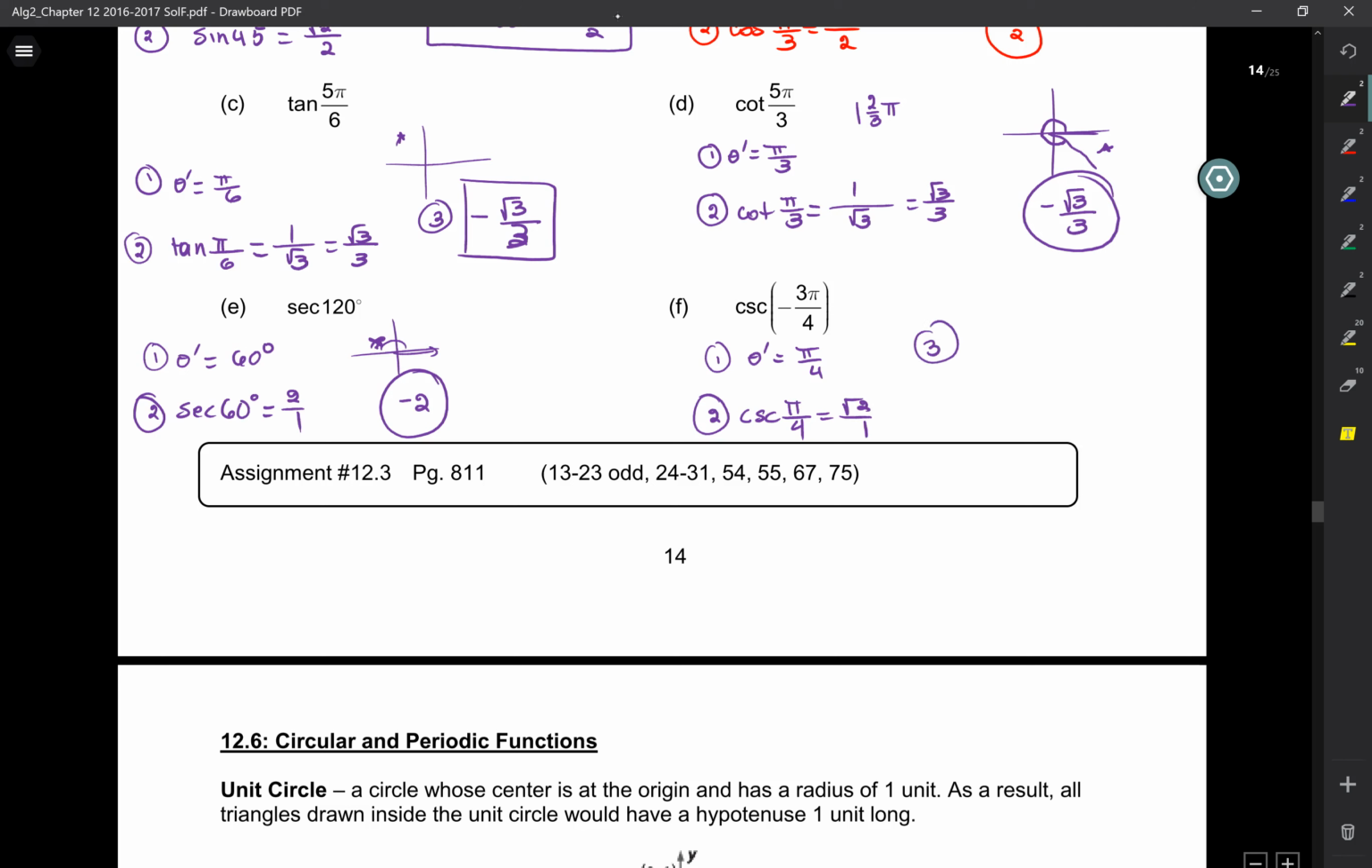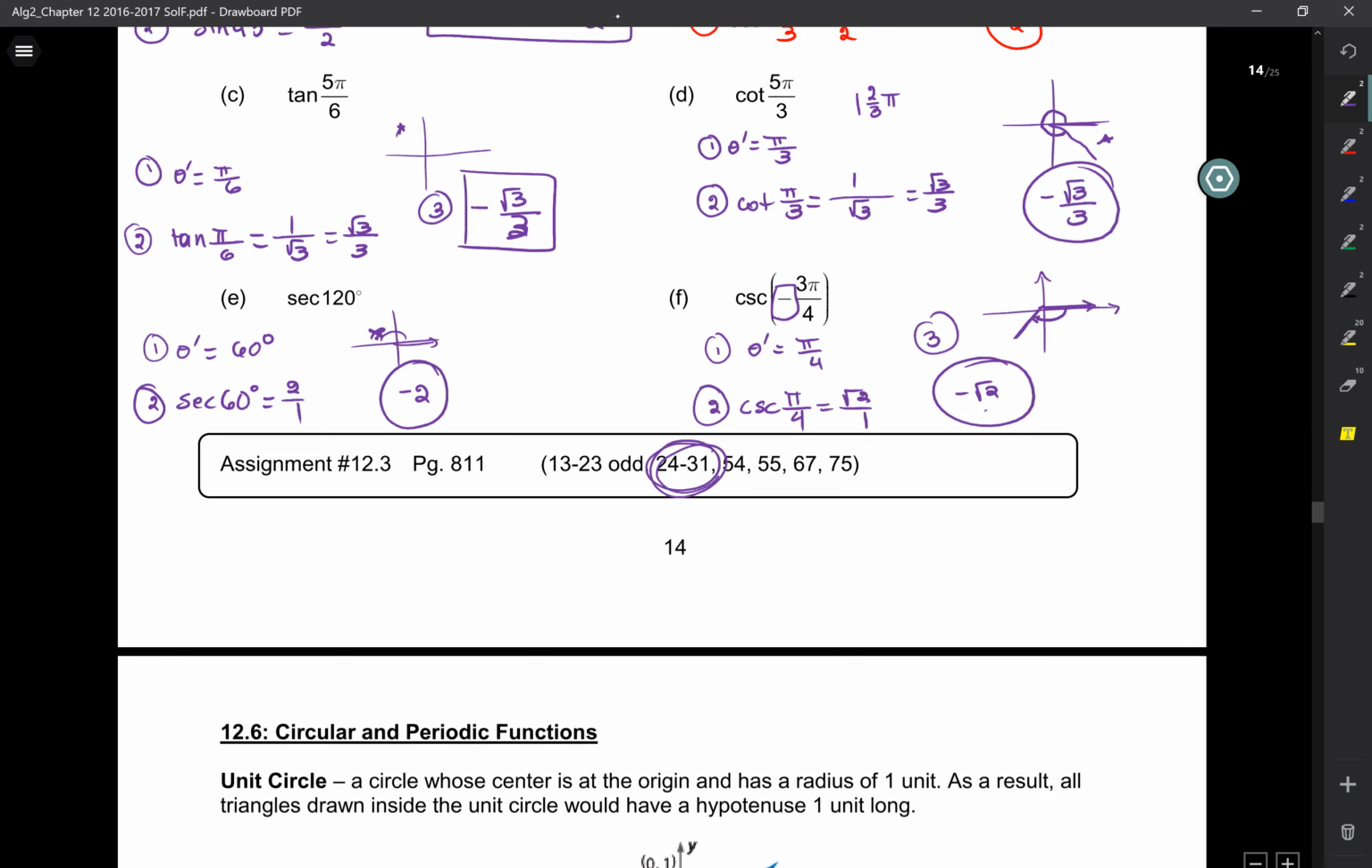And okay, so now this is negative 3/4 of a pi. Negative 3/4 of a pi is in this quadrant, right? What quadrant is that? Quadrant 2. I'm sorry, quadrant 3. And sine is negative there, so cosecant will be negative, so this is negative root 2. This negative is independent of that negative. Okay, so these are your homework questions for next time.